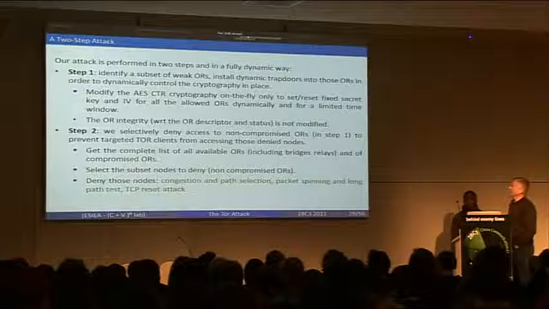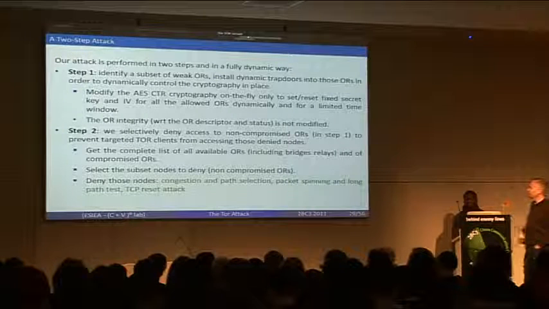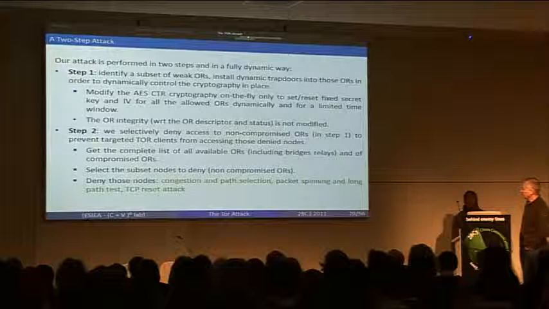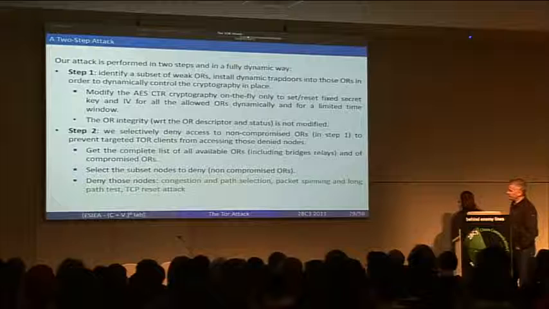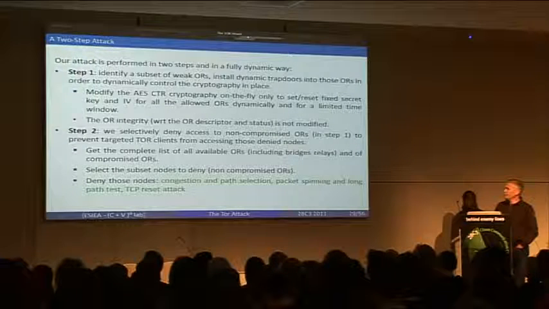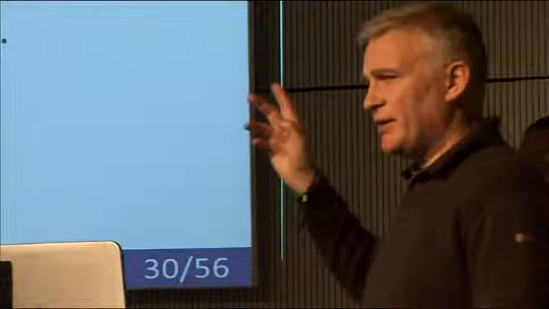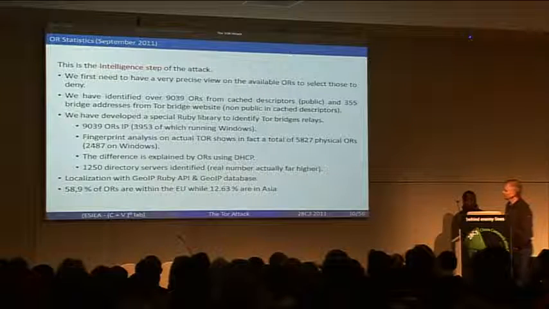So, from a general point of view, step one is the intelligence step. You identify a subset of weak onion routers, and you install dynamic trapdoors and so on. You modify the AES in counter mode in order to fix the initialization vector. And of course, we do not modify the OR integrity. Everything is in memory. After that, we try to selectively deny access to the onion routers we did not manage to infect or control. So of course you have to establish a complete map of available nodes and then deny according to three different techniques. You will find on the website a complete Google Earth map with all the different nodes, so I won't show it here. But in fact we have identified slightly more than 9,000 onion routers.